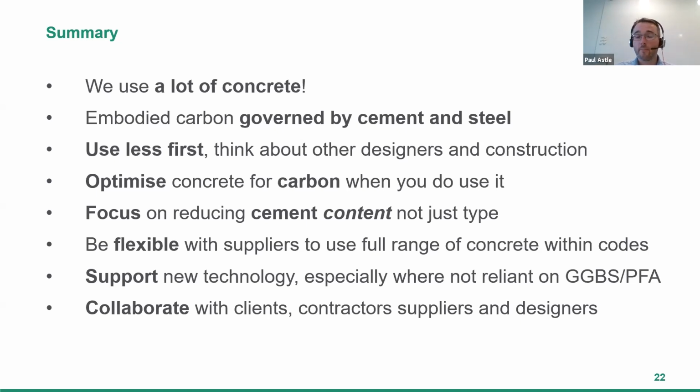Support new technology, and particularly things that use mixes that aren't just reliant on GGBS as the way to bring down the carbon. And perhaps most importantly, you've got to talk to each other. So collaborate with clients, contractors, suppliers, and designers, and hopefully we can find the right solution. Thank you.